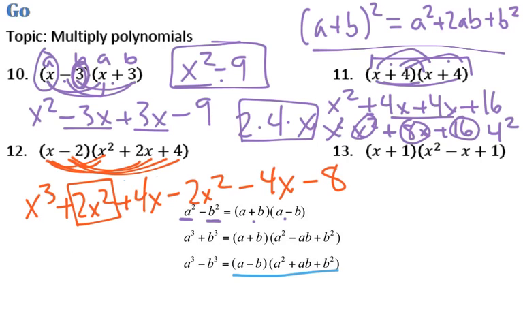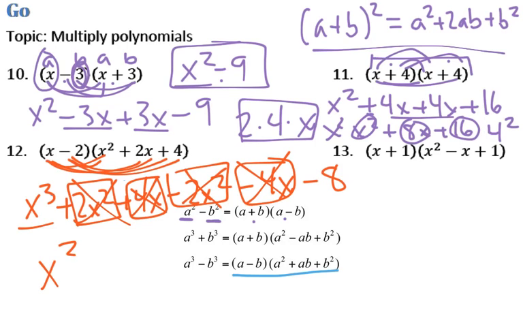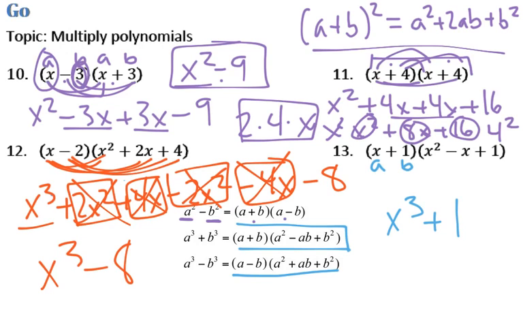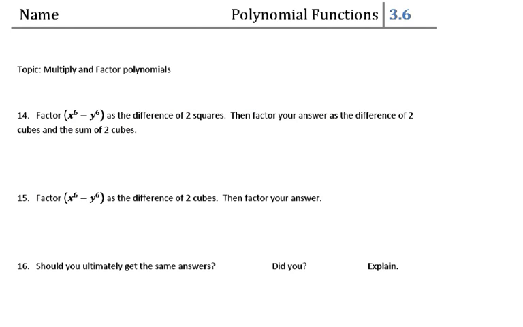Notice positive 2x squared, negative 2x squared, cancel out. Positive 4x, negative 4x, cancel out. What are we left with? X cubed minus 8. Okay, so it works. So 13, we look like this one, right? The sum of cubes. So that's a, that's b, so I simply go x cubed plus 1 cubed, which is just 1, because 1 times 1 times 1 gives us 1. So these are shortcuts in these certain situations that make life a lot easier. Okay, now let's take a look at this.